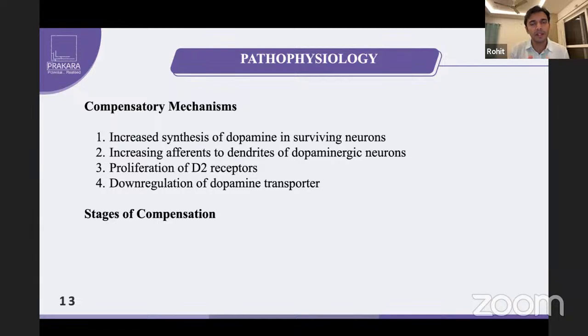As long as these compensatory mechanisms are functional and are able to control the disease, the patient may not develop any manifestations. But once the disease progresses after a certain stage, even these compensatory mechanisms fail to stop the patient from developing these symptoms. That is when the disease surfaces and the patient presents to us. So when the compensation crosses a certain threshold, the patient starts developing symptoms, and that's when we start seeing them.